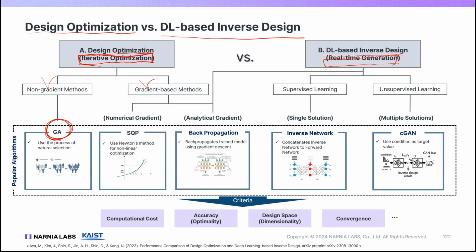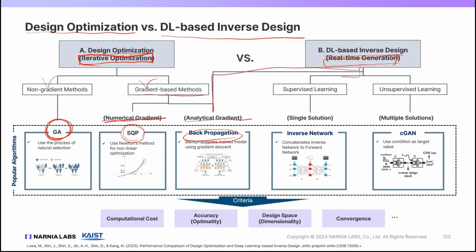As for gradient-based methods, there are approaches like SQP, which numerically calculate gradients, or you can use analytical methods that compute exact gradients mathematically, such as backpropagation. Backpropagation is also used when training deep learning models. In that case as well, a gradient-based method is being utilized. But when it comes to inverse design, you can utilize these 3 methods. You can also make use of backpropagation.